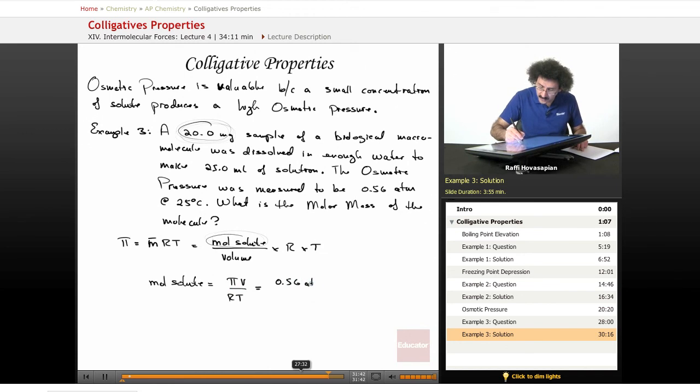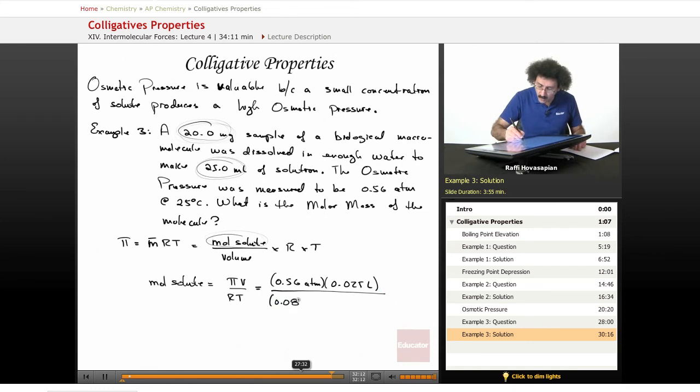Okay, 0.56 atmospheres times 0.025 liters, right? Because whenever we use the gas constant, 0.08206, our pressure has to be in atmospheres and our volume has to be in liters. So 25 milliliters, I have to call it 0.025 liters. So again, watch your units. There's a lot to keep track of. It's not difficult, it's just tedious. There's a lot of little things, a lot of detail in these.